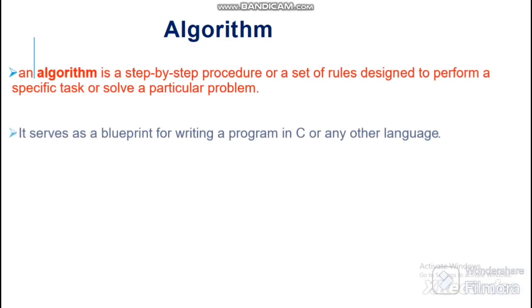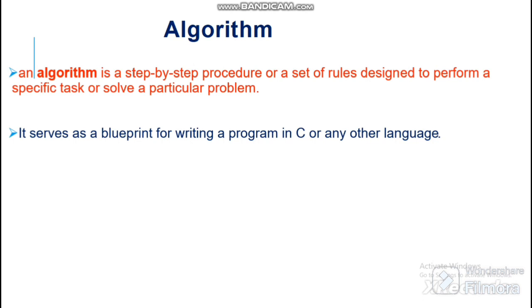In this video, we are going to discuss algorithms. So, what is an algorithm? An algorithm is a step-by-step procedure or a set of rules designed to perform a specific task or solve a particular problem. It serves as a blueprint for writing a program in C language or any other language.